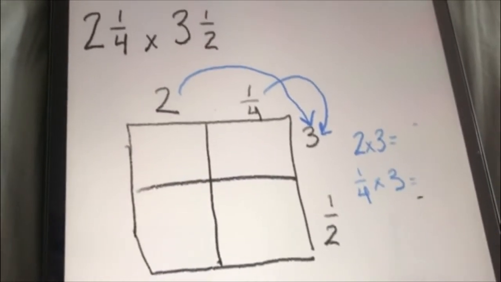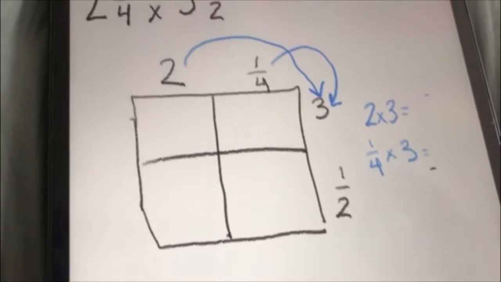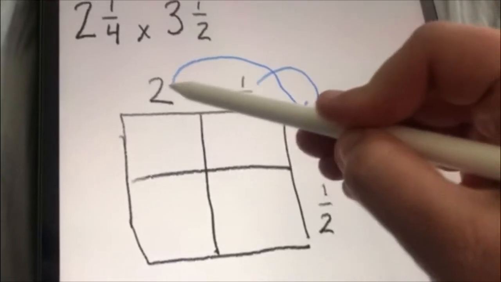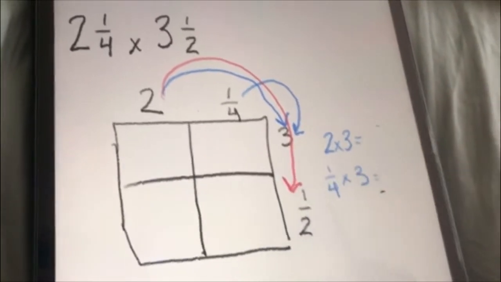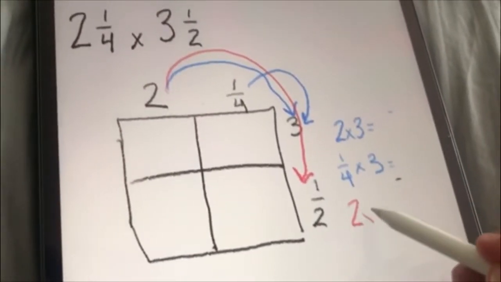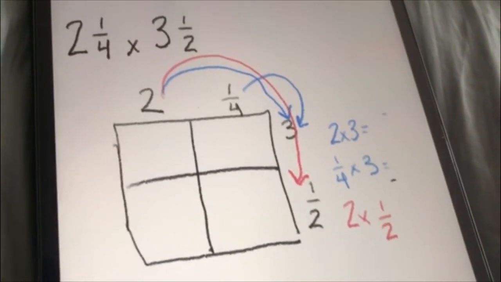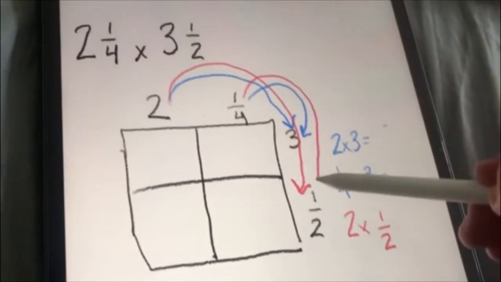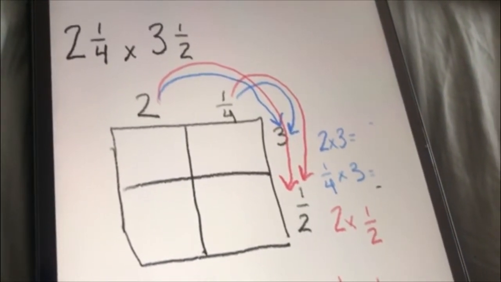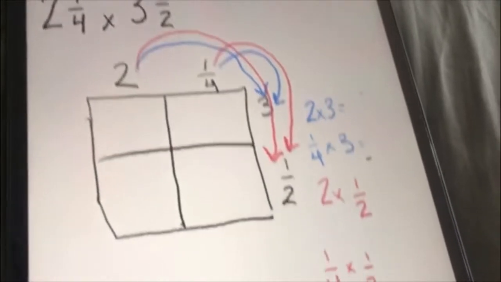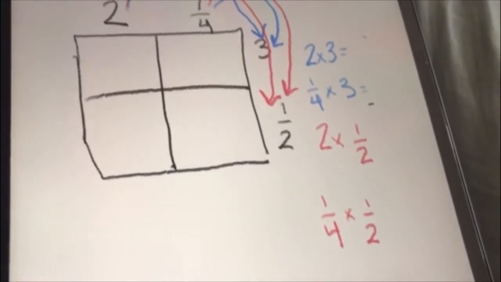Okay, so next I'm going to take those two top numbers. Since I've multiplied 2 and 1/4 by 3, now I have to take 2 and multiply it by 1/2. Okay, and then I have to take 1/4 and multiply it by 1/2. Okay, so now I need to solve all of these.